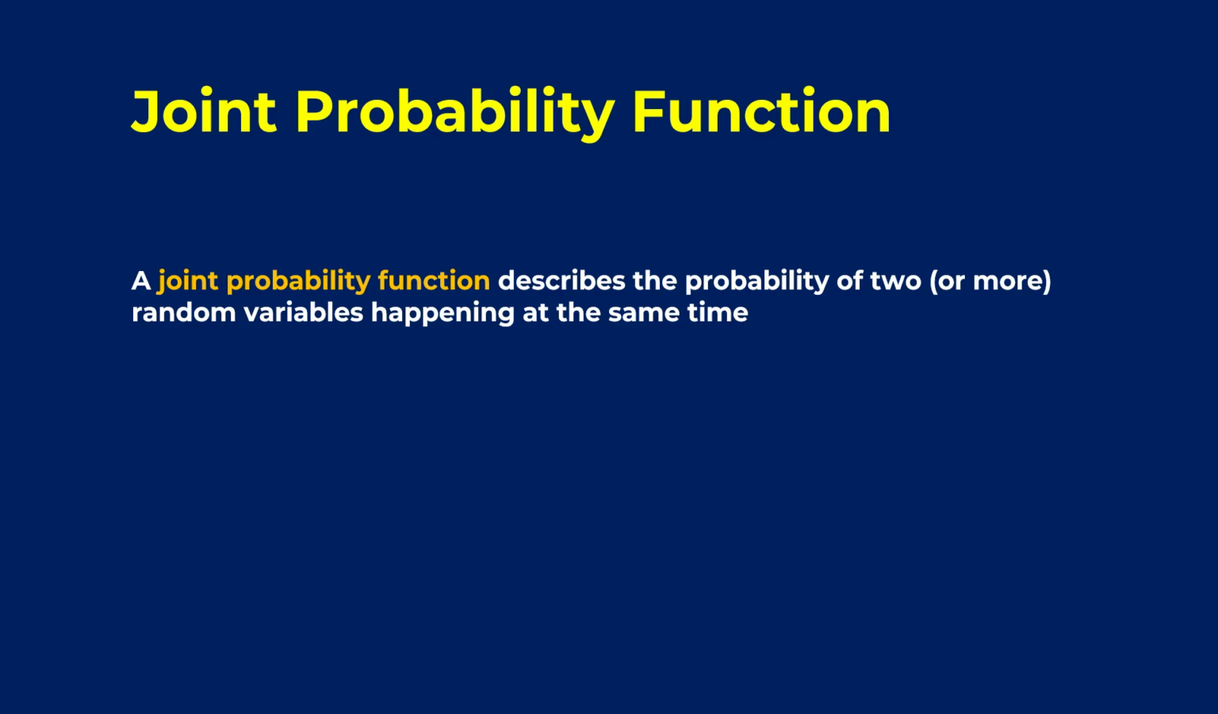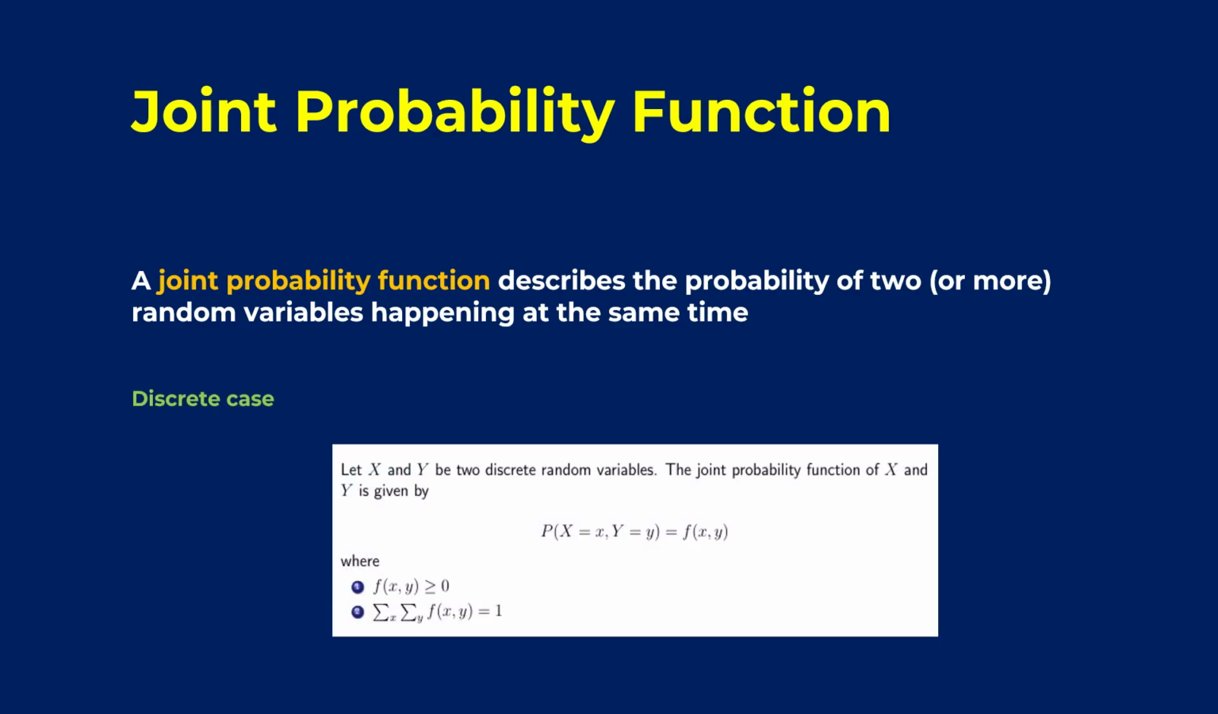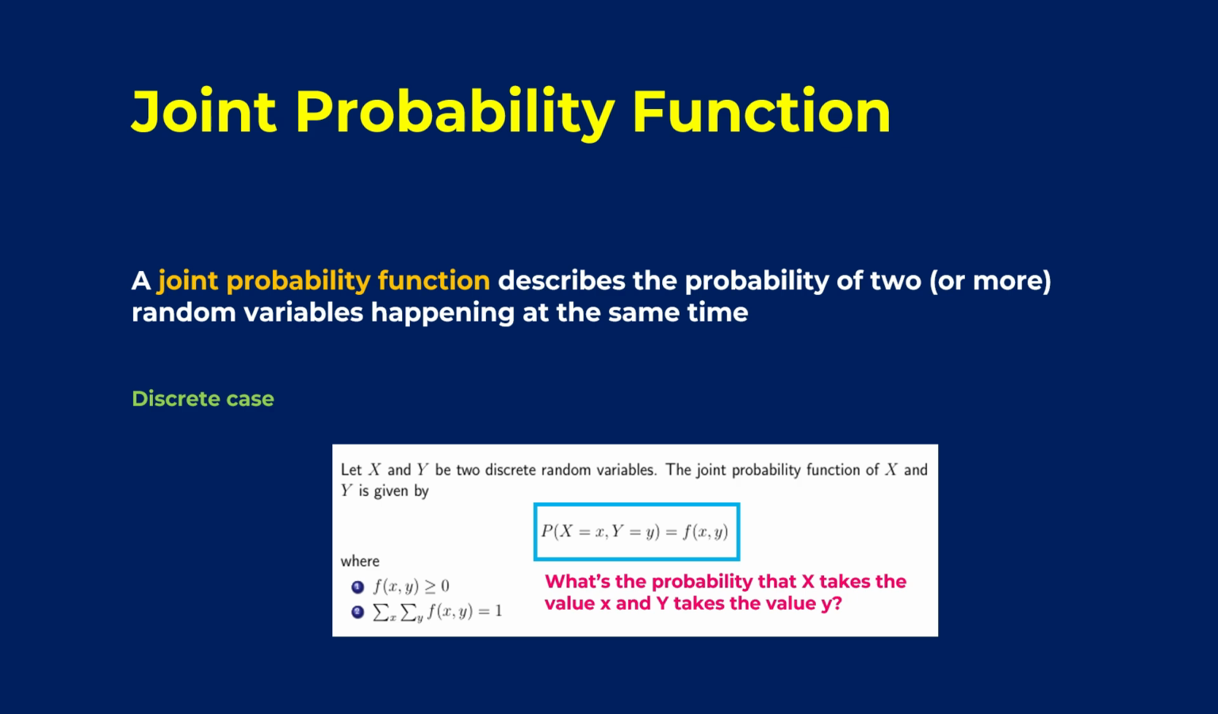Let's first start with the discrete case. Let's say x and y be two discrete random variables, then the joint probability function of x and y is given by this expression. In other words, we are interested in knowing the probability that x takes the value x and y takes the value y. Now, there are two conditions that this joint probability function must satisfy.